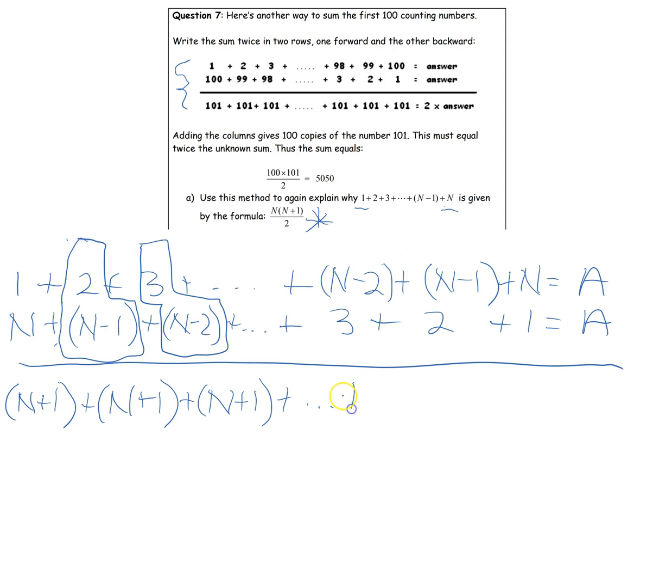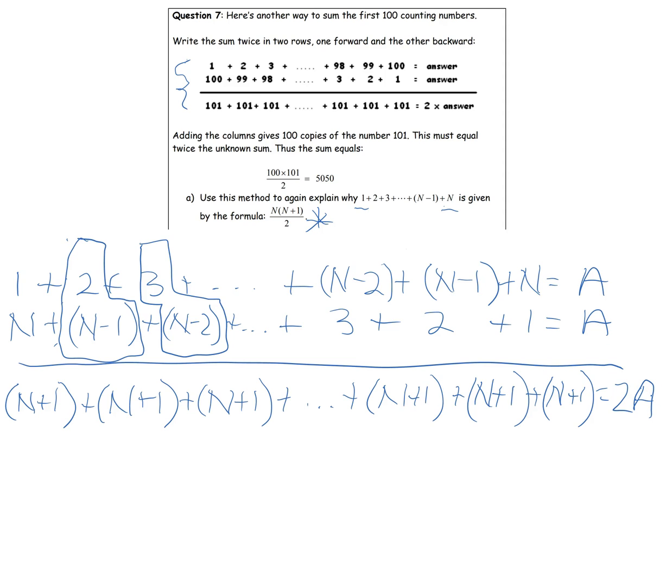Then we have all this stuff in the middle, and on this side, we're going to get the same thing. We're going to get n plus 1 plus n plus 1 plus n plus 1. And on this side, if we add one A and another A, we get two A's.